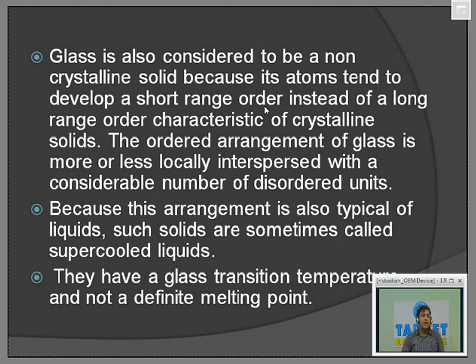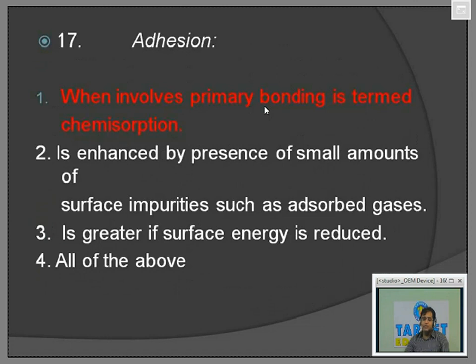So supercooled liquids, like amorphous substances, have a glass transition temperature, which means they do not have a definite boiling or a definite melting point. So they have a glass transition temperature instead of a definite melting point. All crystalline solids have a definite boiling point and a definite melting point, while amorphous substances and supercooled liquids like glass have a glass transition temperature and do not have a definite boiling or melting point.